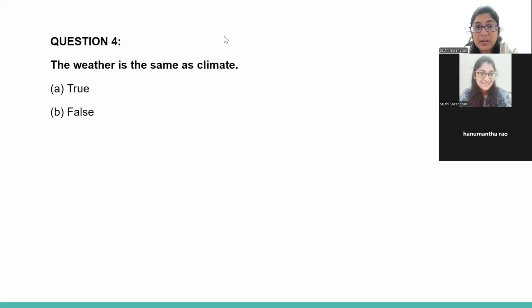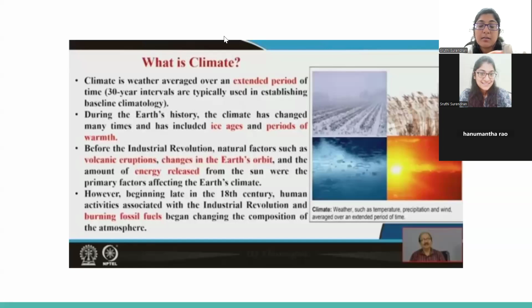Correct. Weather and climate are two different things. Weather is the daily forecast or daily levels of variables that we are finding. What is the temperature today, or the temperature for a week, or the temperature for a month is what you call weather. Now, climate is the weather averaged over an extended period of time, typically for 30 years.